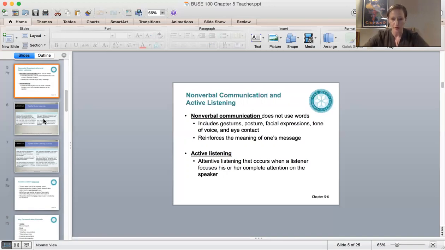It's also important that we're able to understand and interpret the nonverbal cues that we're receiving from other people. It's also important to use the tools of active listening. Active listening is when we focus our complete attention on the speaker. We actively listen to what they say. We reiterate what they say. We clarify what the person says so that we show that we understand. We use gestures like nodding and smiling to show that we care and that we're listening.